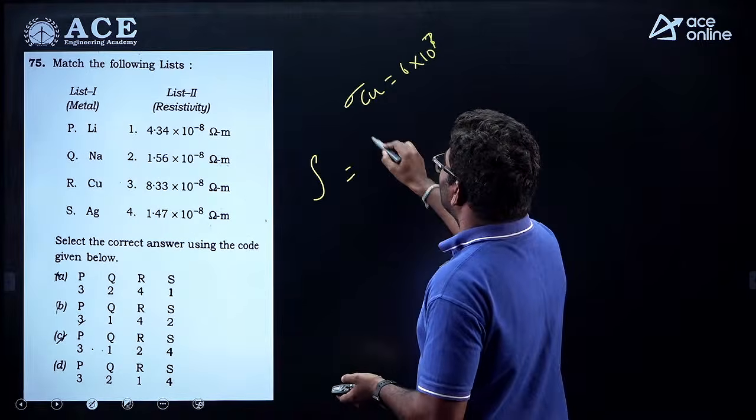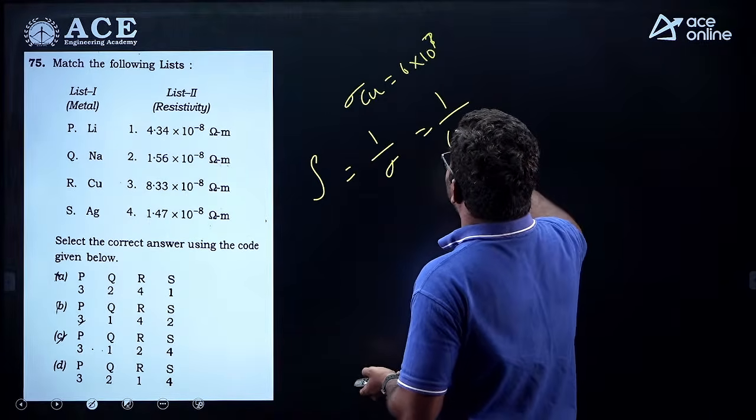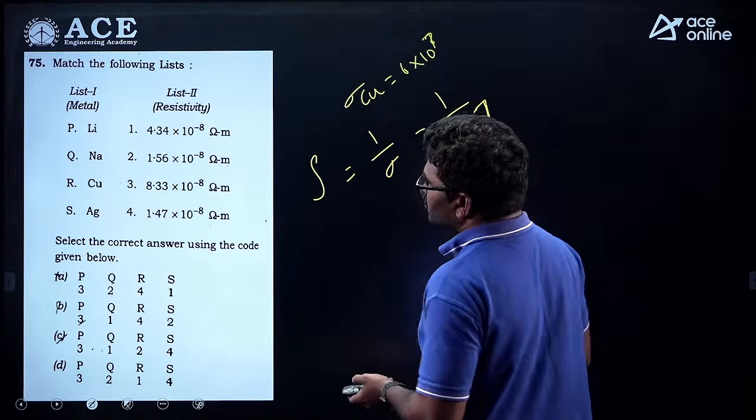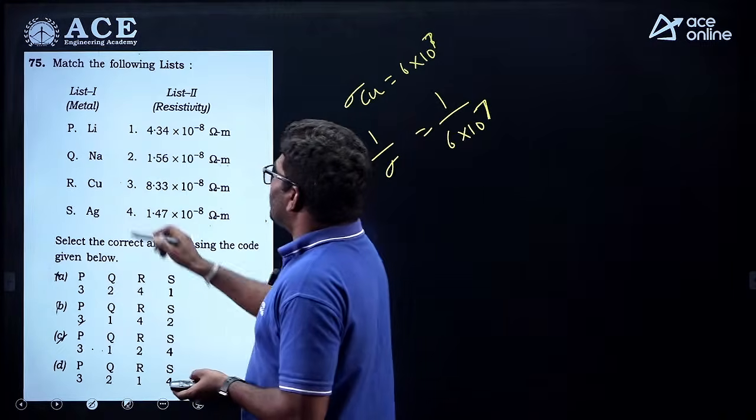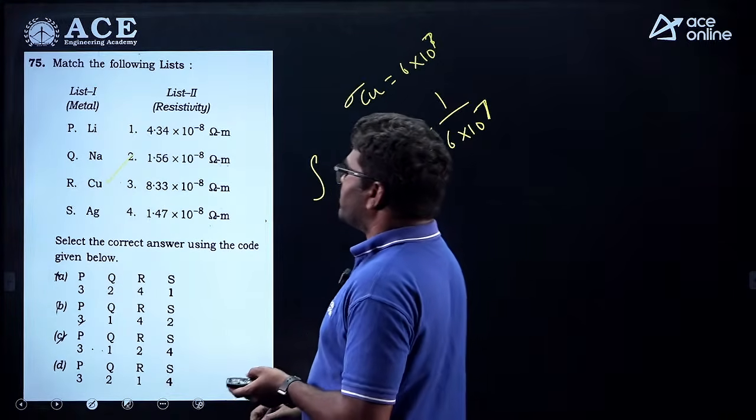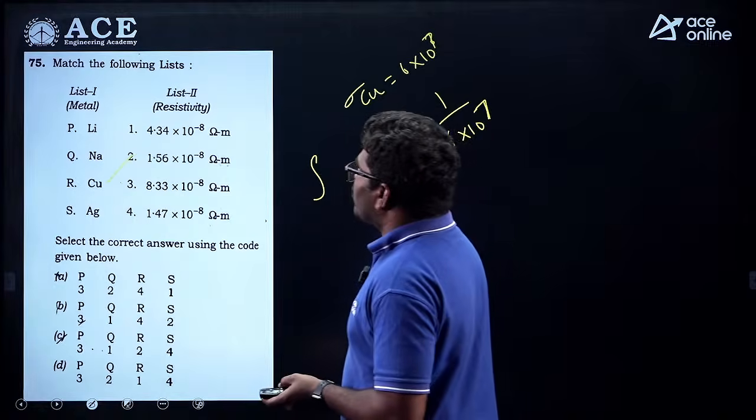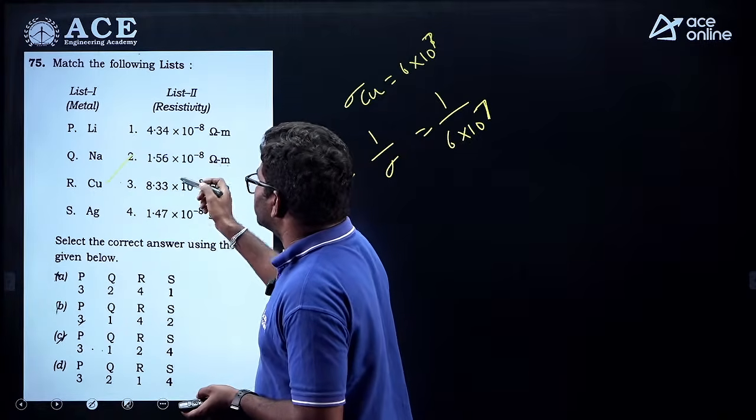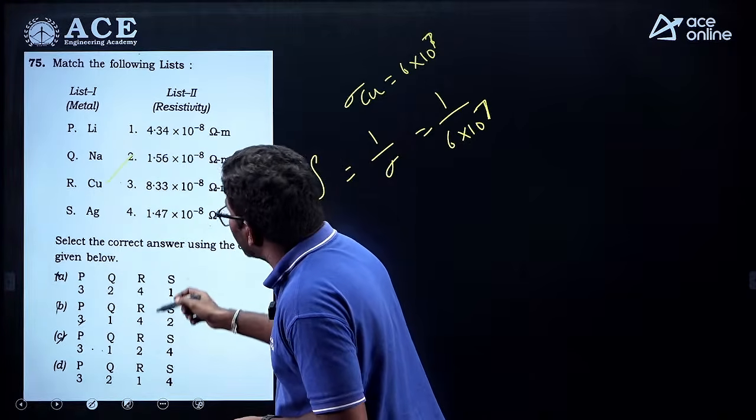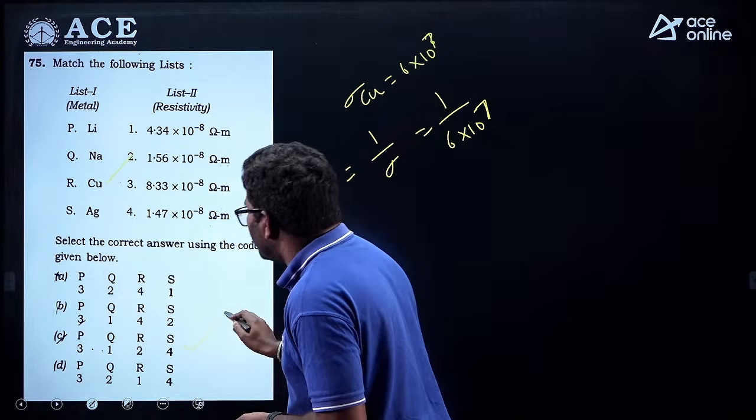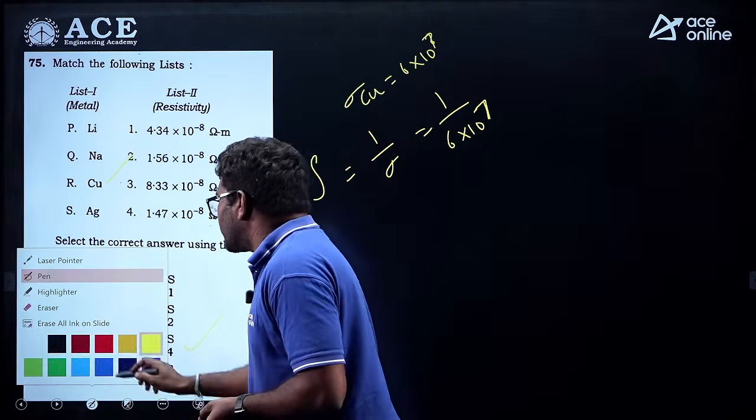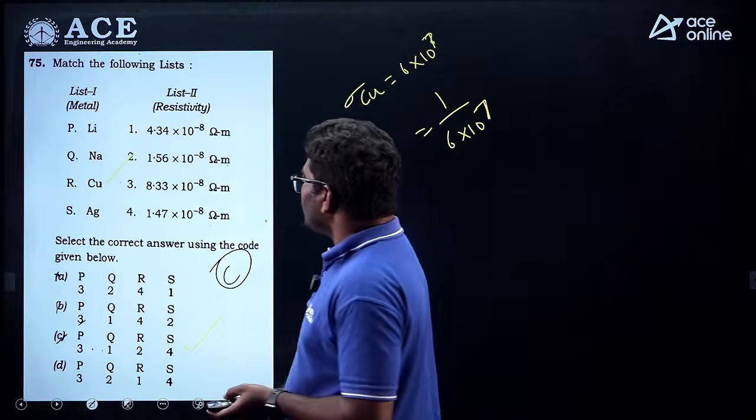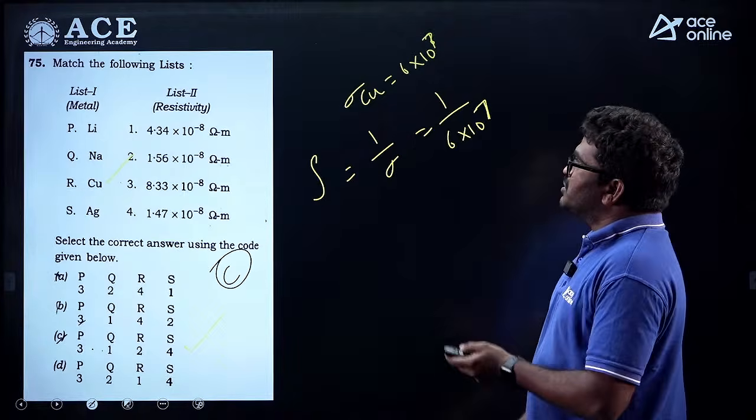From this, rho is equal to 1 by sigma, that is 1 by 6 into 10 power 7. If you solve this, we will get the copper as 1.56 into 10 power minus 8. So you can take R is equal to 2. Only one option is there, so C is the correct option for this question.